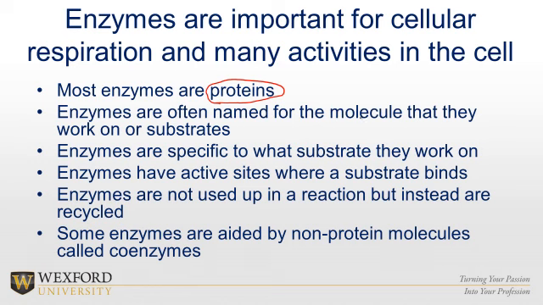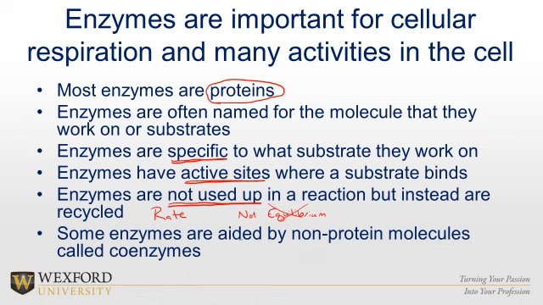Enzymes are often named for the molecule that they work on, or the substrates. We kind of saw that with the classifications as well. Enzymes are specific. Oh, we definitely saw that. They're specific to what substrate they work on. They have active sites. That's where all the action happens, at the active sites where the substrate binds, and they must go through that transition state. We also saw that they're not used up in a reaction, but are instead recycled and used over and over and over again. And once again, they control the rate of the reaction, not the equilibrium, the final amounts if they were given all the time in the world.